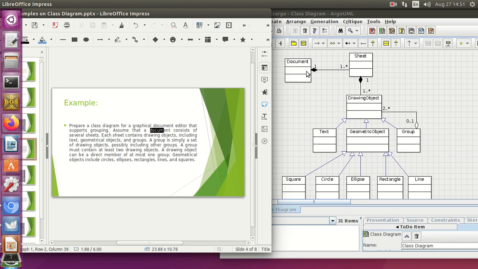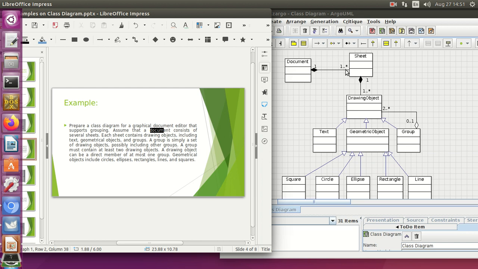Again, document consists of several sheets. That means the sheet is a part of this document, and this document is a whole. So a whole-part relationship is there. If we destroy the document, there is no existence of the sheet. So this sheet is totally dependent on the document. That's why we have used the composition symbol here.